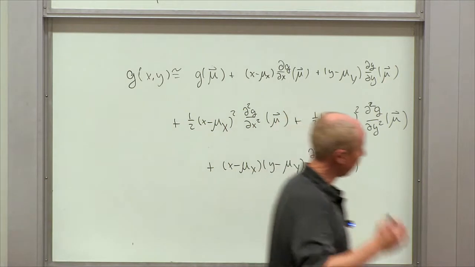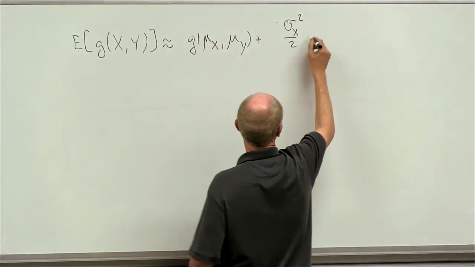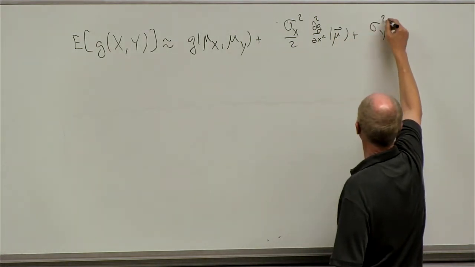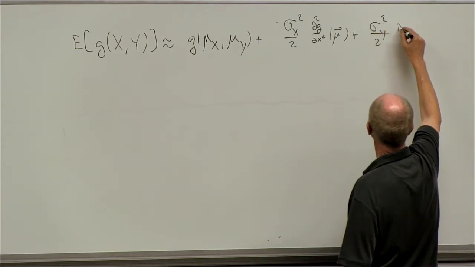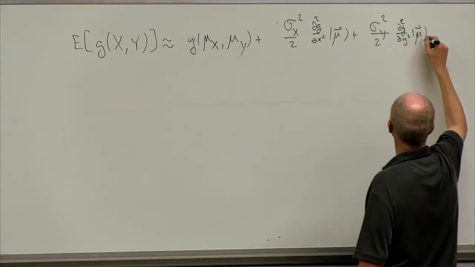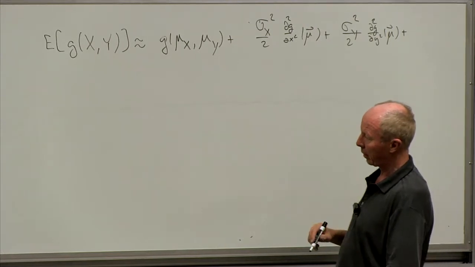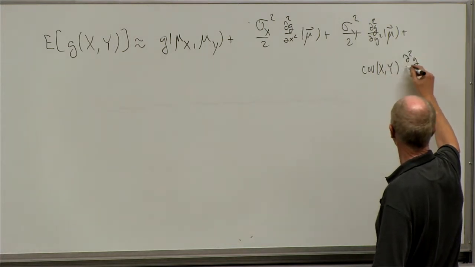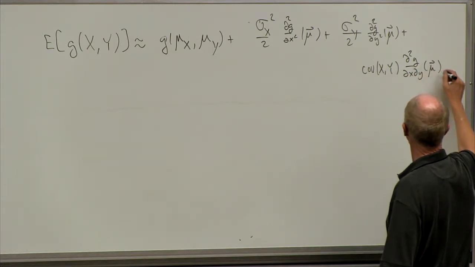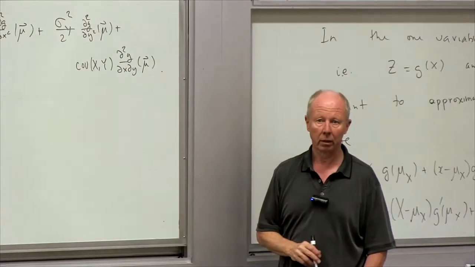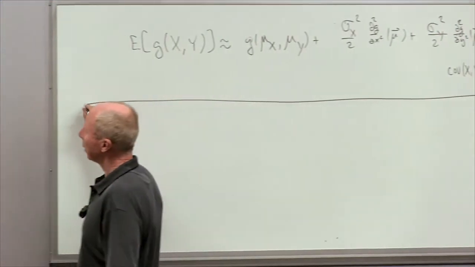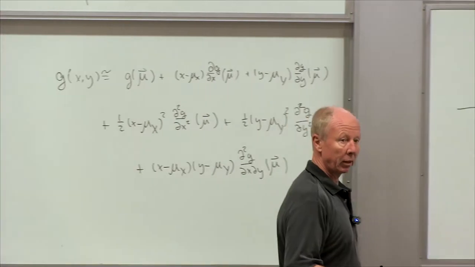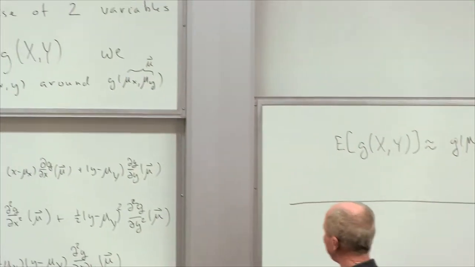So what happens here? I get sigma sub x squared over 2 times the second derivative in x at mu. Likewise, here I get the variance in y times the second derivative of g in y. And then plus, what's that last term? That's the covariance of x and y times the mixed second derivative of g at mu. Okay. Right, so that would give you the expected value. In one-dimensional case, it looks like that. In two variables, it looks like this. What about the variance? Let's see if we can get the variance approximation from the one-dimensional case.